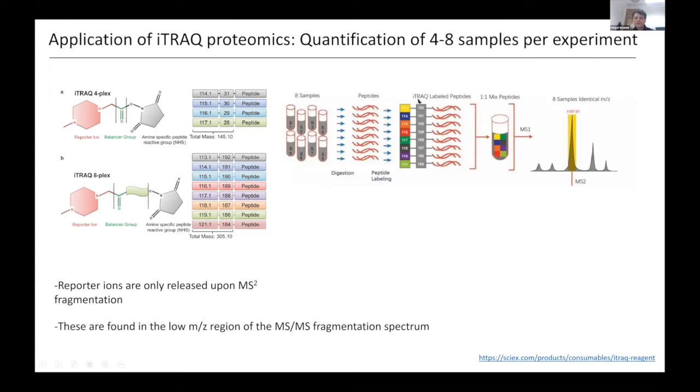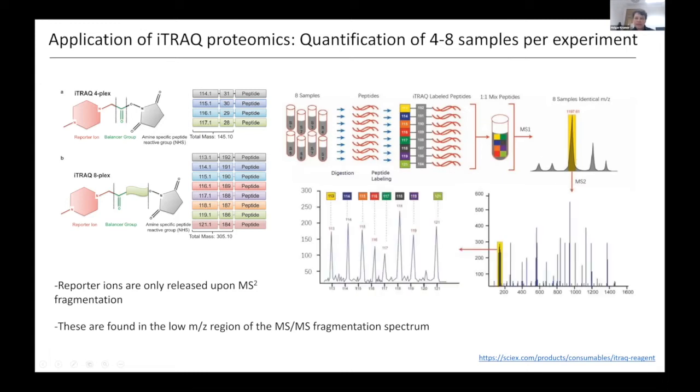Once all of these samples have been labeled separately, it is now possible to pool the samples and then perform instrumental analysis. And the instrumental analysis involves data generation at the MS1 level. So this corresponds to intact peptides. So one peak here we would expect to correspond to a single peptide. And when this peptide is now fragmented in order to obtain the amino acid sequence of that peptide, we also observe in the lower m/z region this fairly dense region here where there's a whole set of peaks.